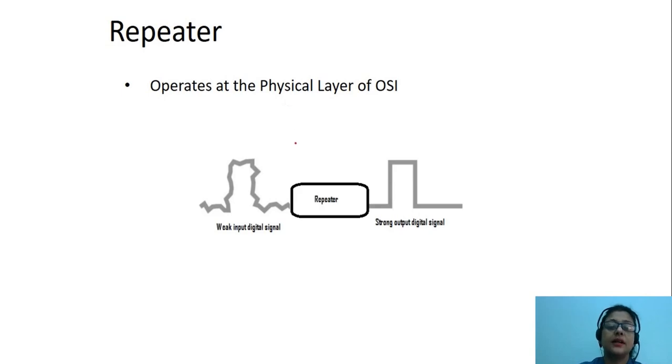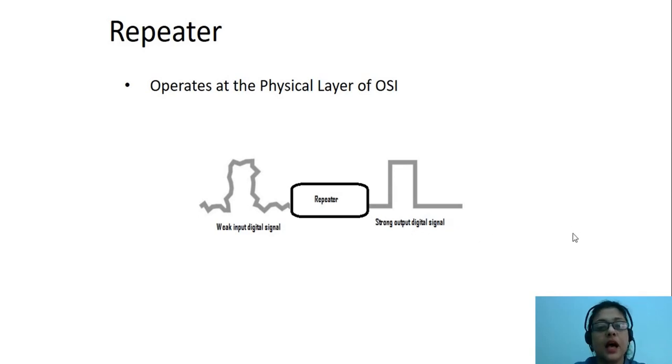Let us look at this diagram. We can see here that when the signal passes through the network, it can become very weak due to incorporation of noise. So we can see this following figure where there is a pulse, and to the pulse, noise has been incorporated and it has been distorted. So in order to generate clean new pulses, it is passed through the repeater. And you can see here at the output of the repeater, we can get a strong output digital signal.